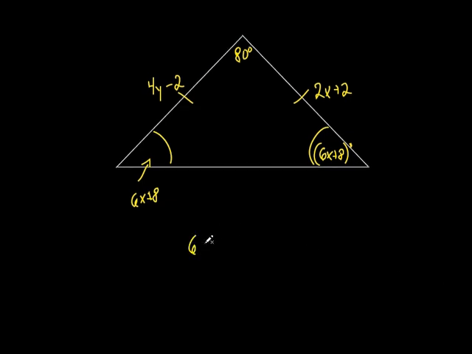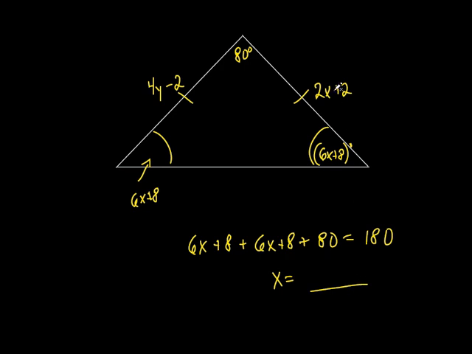So guess what I'm going to do? I'm going to go 6x plus 8 plus what? Another 6x plus 8, okay, plus a what? 80, and what does all that equal? Equals 180. Everybody see that? And now you can just do the math. We're running out of time, but you could do the math and then solve for x.